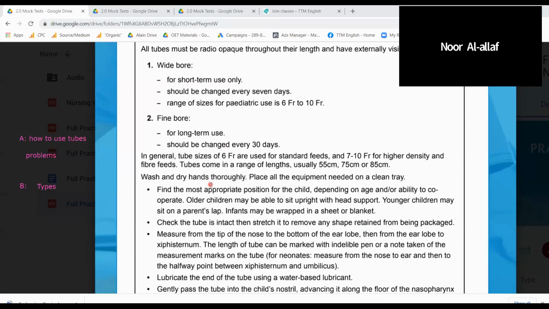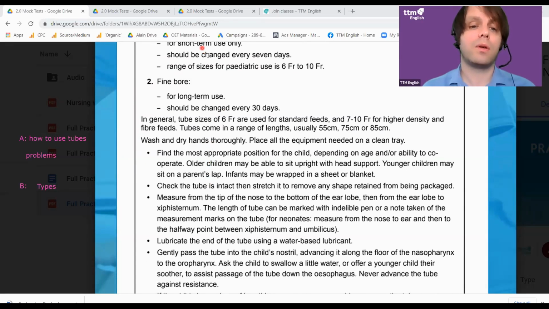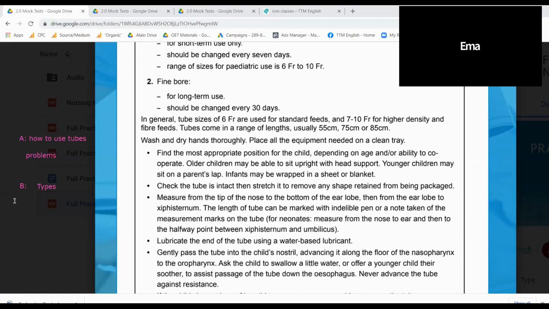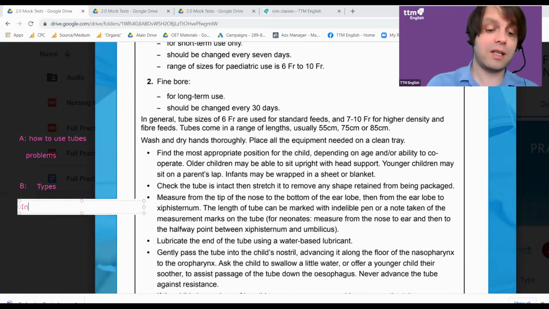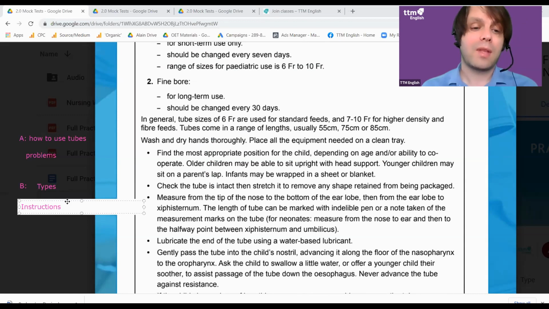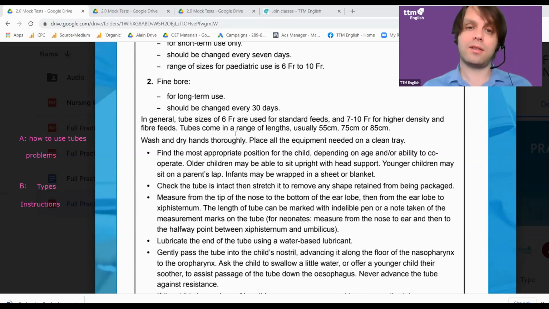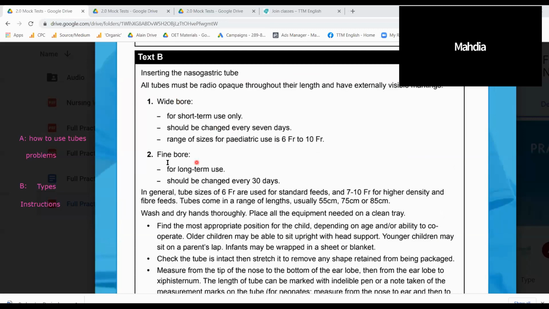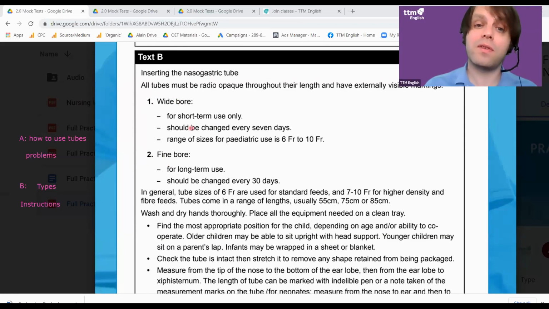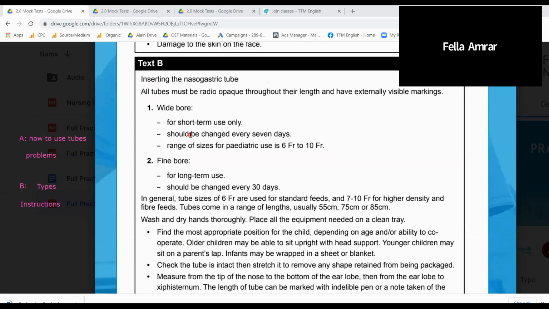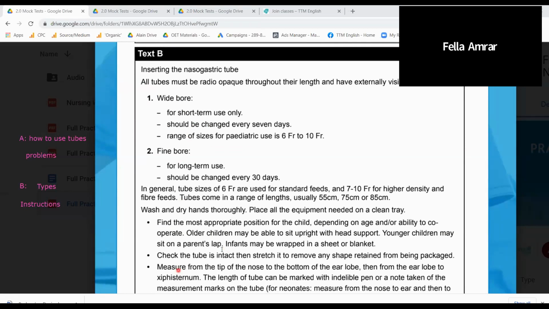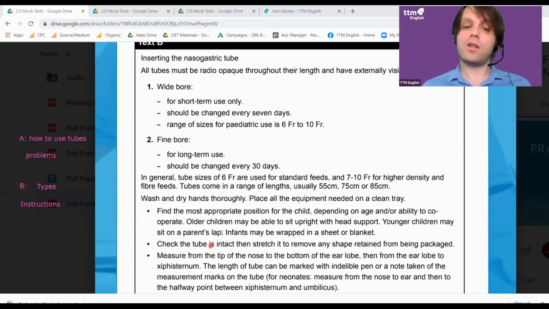Give me what's the first instruction here, the first one. Wash and dry hands. So there's definitely instructions, or this is kind of how to insert the cannula, is it? Yeah, and you've got a wide one and a narrow one, so it gives you two types of cannula. And then you've got instructions here.